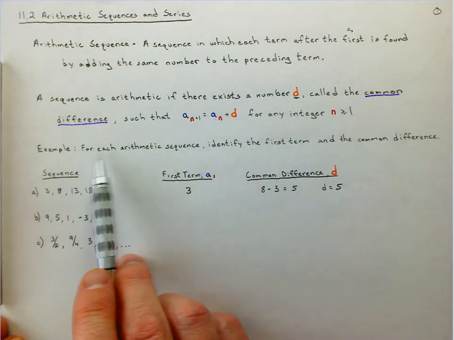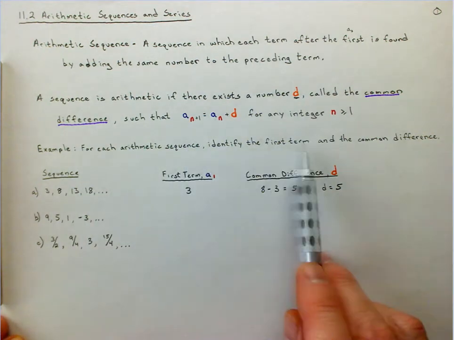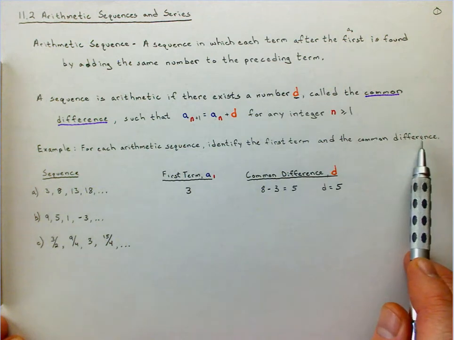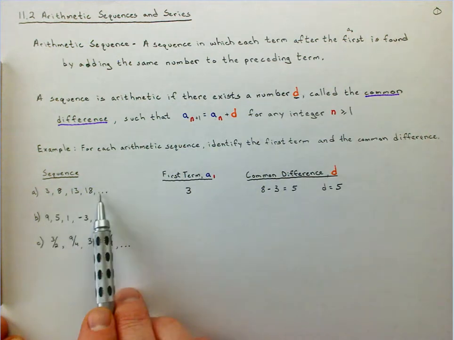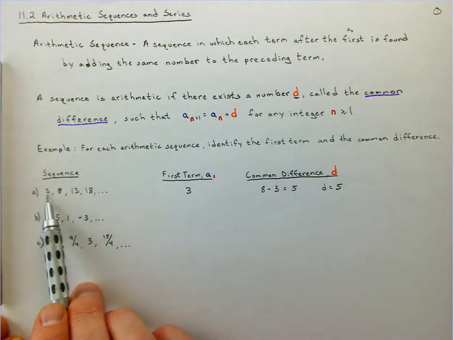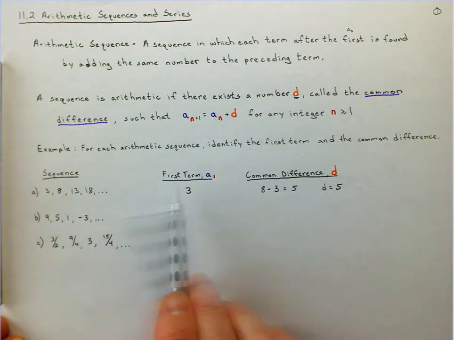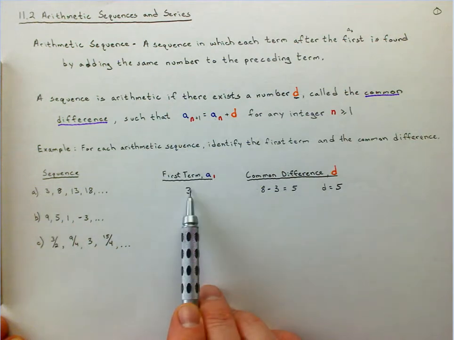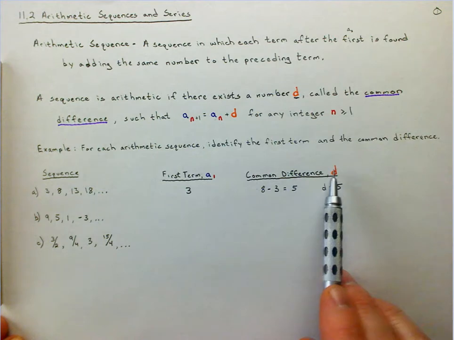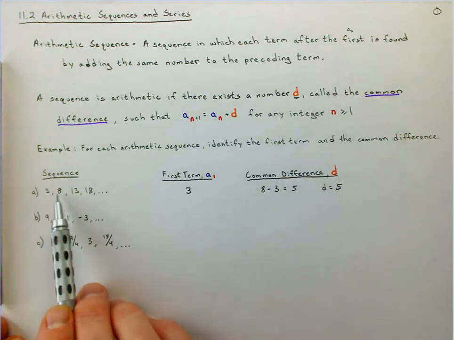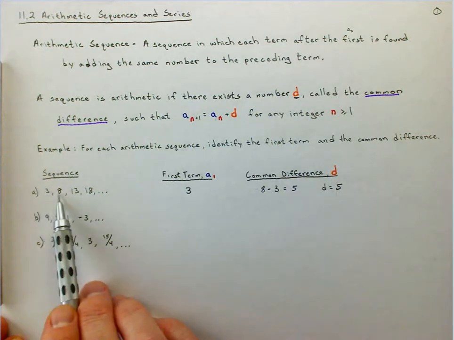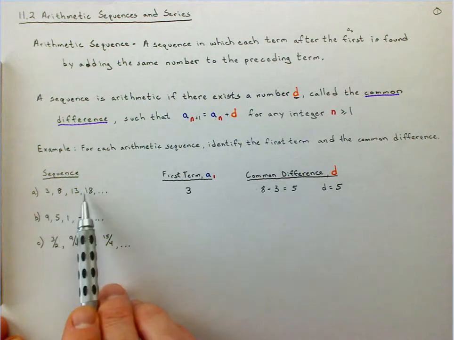Here, for each arithmetic sequence, we're going to identify the first term and the common difference. So here's my sequence that's given. My first term, that should be easy for everybody, is going to be 3. It's a sub 1. For my common difference, d, you should be able to look and say, oh, I see that there's a difference of 5 between each of those terms.